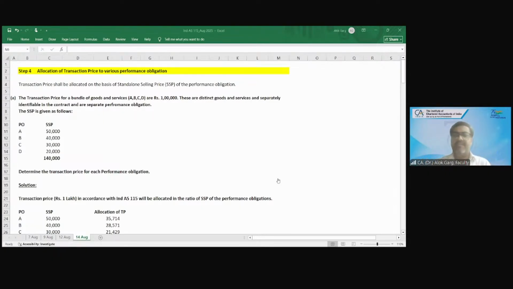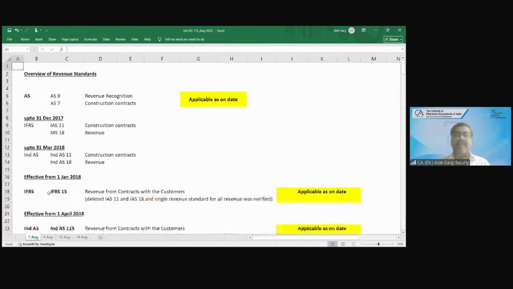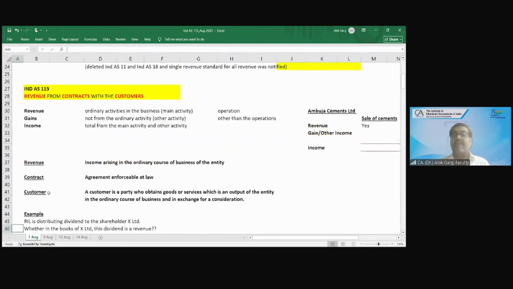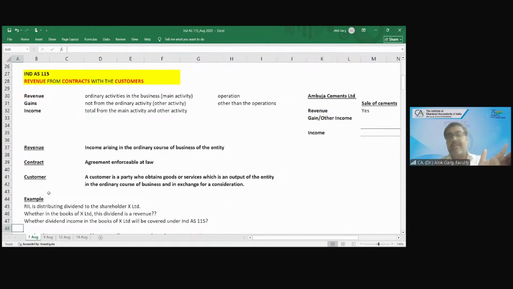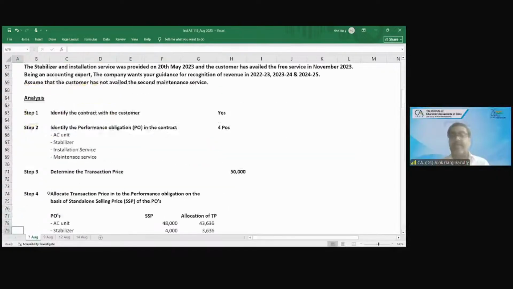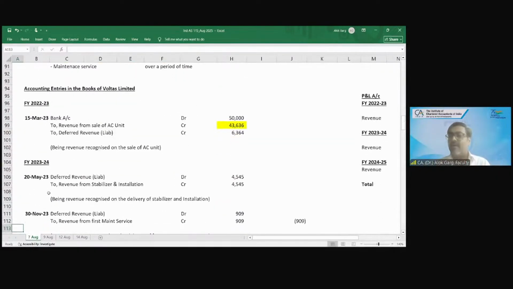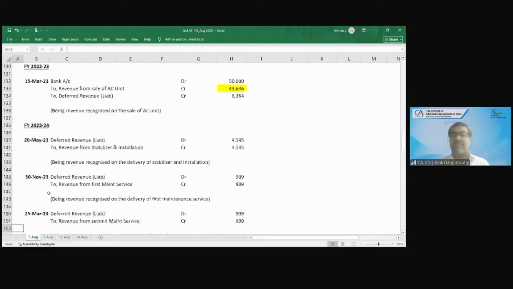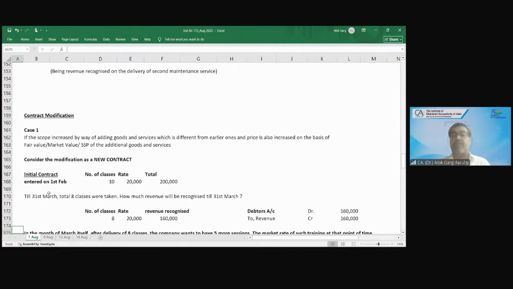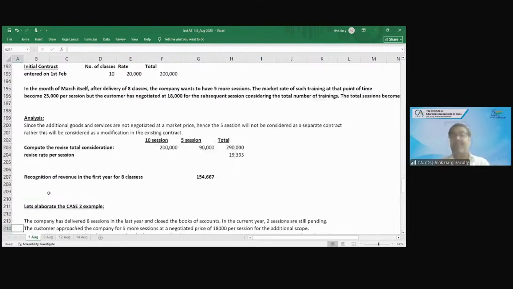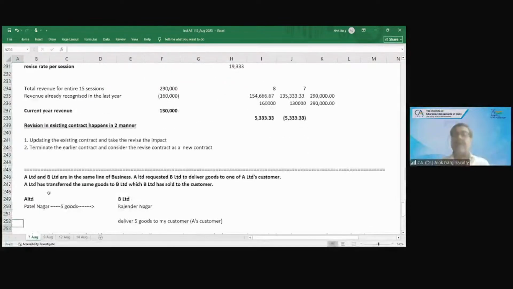So friends, in this Excel file, for each and every important concept, I have given the detail. I have jotted down the understanding with the help of layman language examples. For example, when I started this standard, I have given the overview. Then one by one, I have made you clear about the definitions. Then I have given the helicopter view with a layman example along with the accounting entries. So this is the entire summary. Then I have covered the concept of contract modification with the help of detailed examples and accounting entries as well.